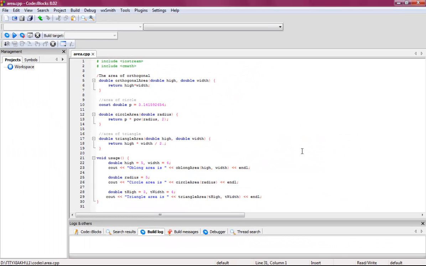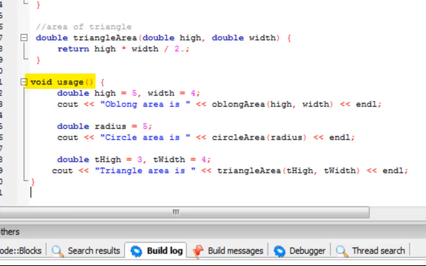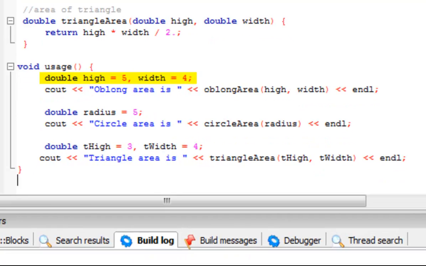Given the aforementioned definitions, the actual calculation takes place when a corresponding function is called. For example, the function usage below. Suppose we have two double variables that represent the height and width of an orthogonal. We can calculate the area by calling the function oblong area. Similarly, if we have a circle of radius r equals 5, for example, the area of the circle, we can estimate by calling the corresponding function.